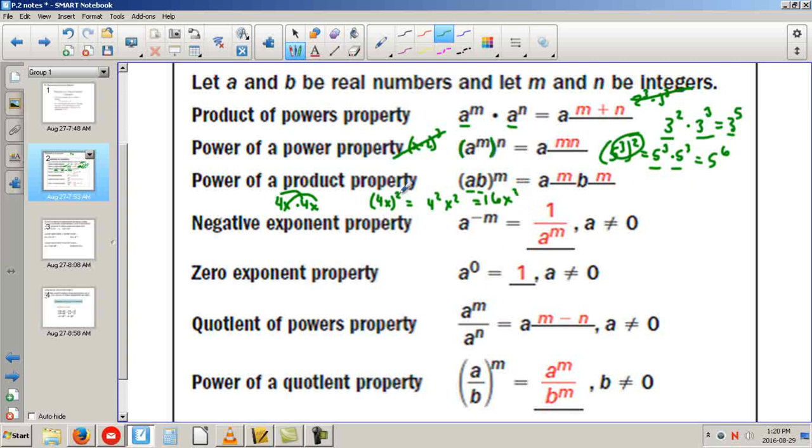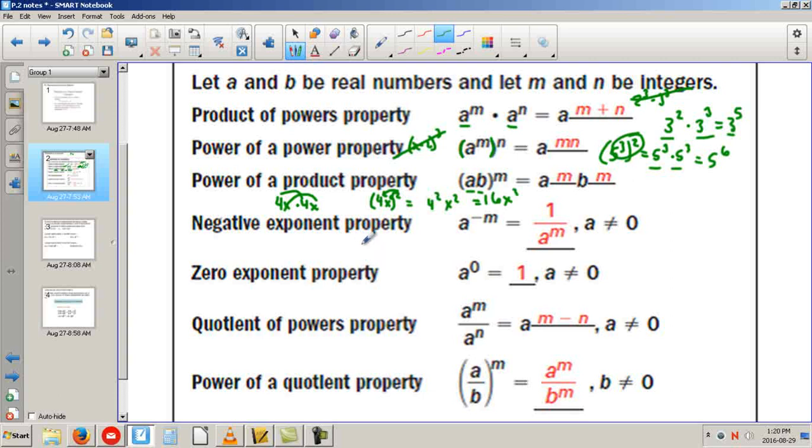But the key here is that everybody gets the exponent. A lot of times in questions like this, people will forget to square the number in front. They'll get 4x squared, and they'll forget that the 4 has to be squared as well. So please keep track of that.